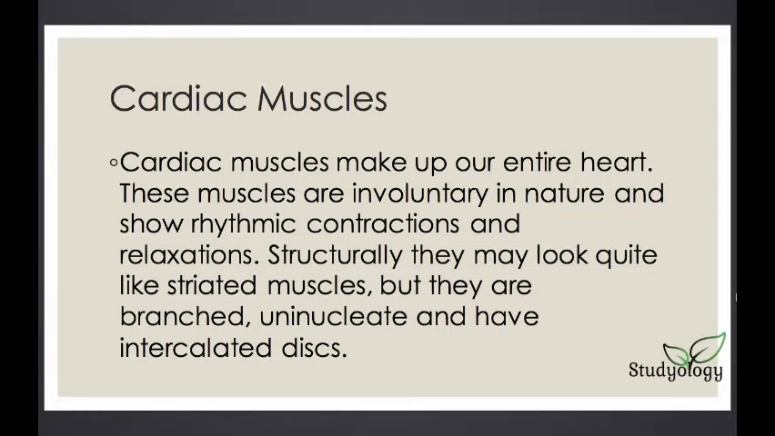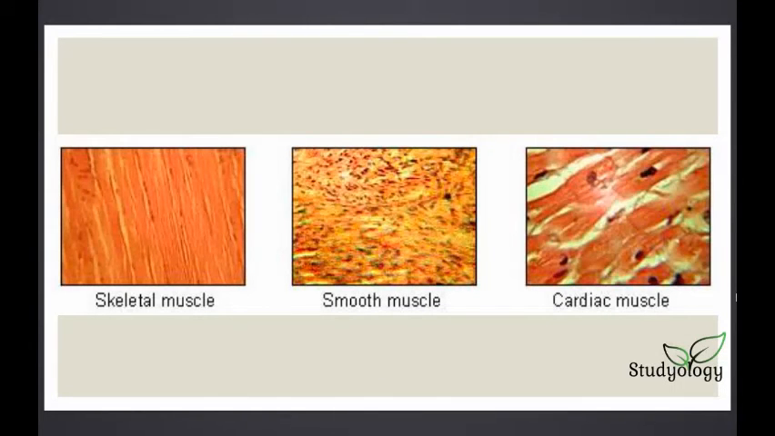Structurally, in structure, they may look like striated muscles, but they are branched, uninucleated, and they have intercalated discs. So they are branched, they look like striated muscles, but then they are not, and they only have one nucleus and they have intercalated discs. So these are the muscle tissues. You can see the skeletal muscle here, then the smooth muscle, and the cardiac muscle.